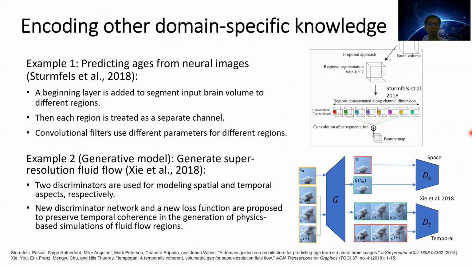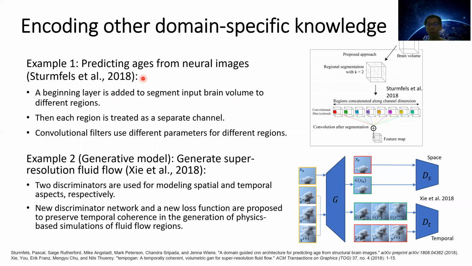And here we talk about some other examples of encoding other types of more general domain specific knowledge in these two applications. The first example is about predicting human ages from neural images. This work was published in 2018 by Sternfels. What they do is introduce an additional neural network layer at the beginning to segment this brain image into different regions. This segmentation is based on our domain knowledge about neural images. The information from different regions can be treated as different channels and fed into the following convolutional layers. This method has been shown to improve the prediction performance.